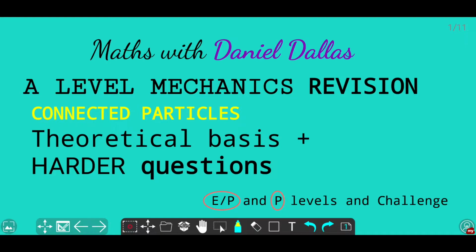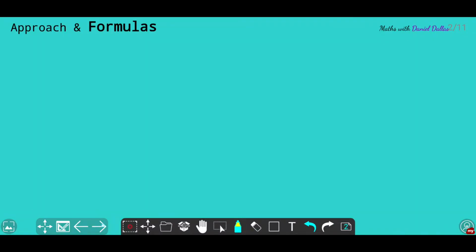All right, it's the right time to reveal all those theoretical bases and the physics that lies behind the scenes, and also to reveal the approach that we're going to use and apply to the following problems, which are, of course, going to be challenging, at the EP and P levels. Let's get started. First, we're going to start with the approach and formula. So we need to understand in which case we can consider particles as connected.